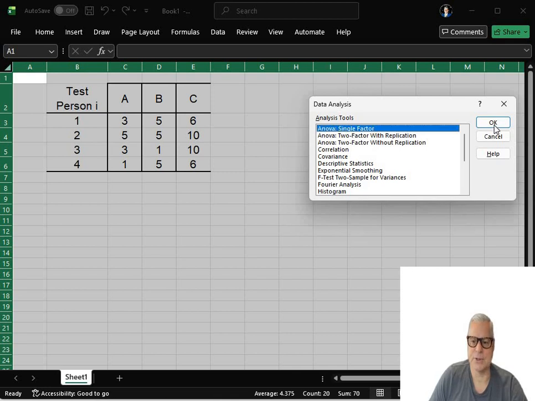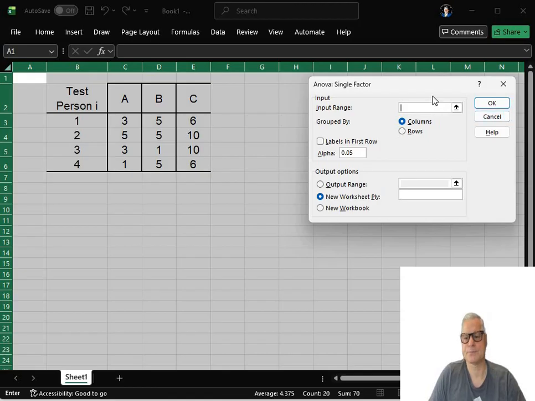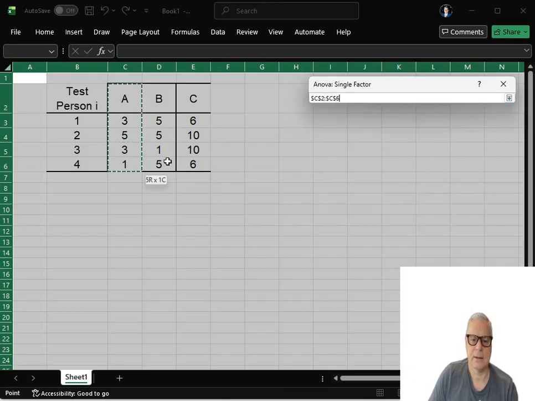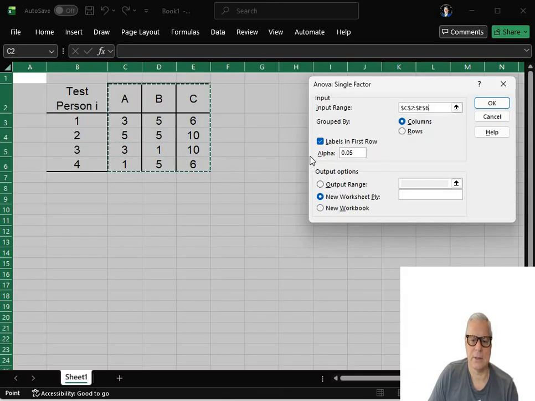And yeah, so now let's run it. So we click on ANOVA single factor. And then it just says, okay, our data is grouped by column. So we have the values for A, B, and C. And our data has labels, which is cookie A, B, and C. Okay, so now we just highlight the A, B, and C and the corresponding values.